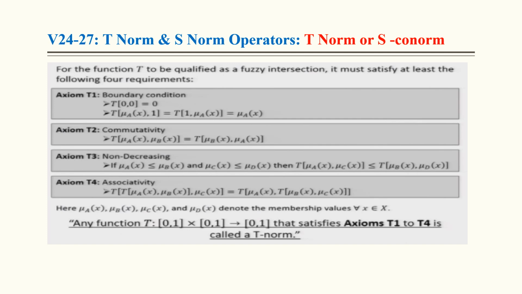For a function T to be qualified as a fuzzy intersection, it must satisfy at least the following four requirements: boundary condition, it must be commutative, it must be non-decreasing, and it must follow the associative property. Right? If all these properties are satisfied, then it becomes a T norm.